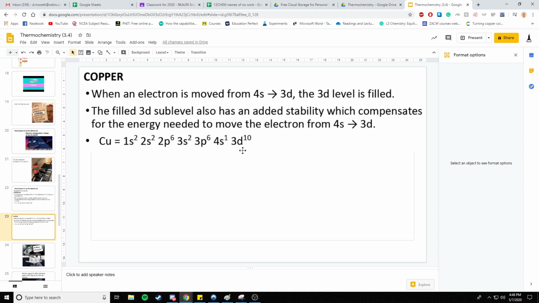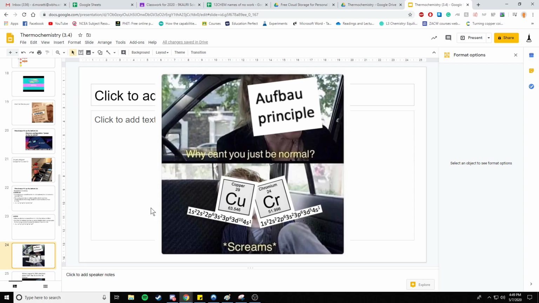Notice it's 4s1 and 3d10. Very important that you can know this, and that you just know it's more stable. Most importantly is you know the configuration. These are the only two exceptions of normally we fill up 4s before 3D. Copper and chromium are the only two exceptions, which is why there's a lot of memes made about them.